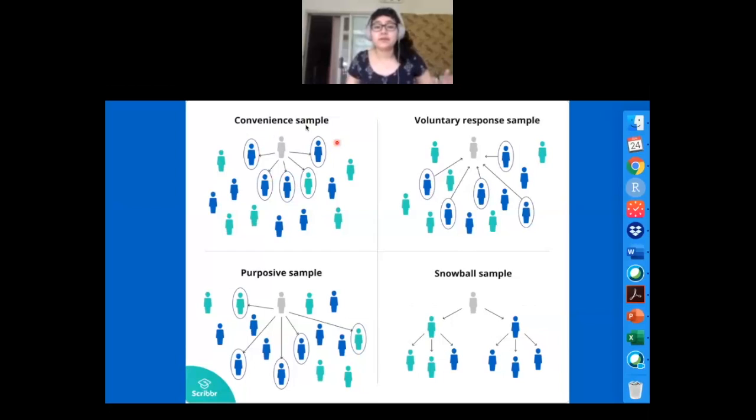And then we've talked about this before, but I thought the visual was nice. So convenience sample is when you go to a particular event and you just try to recruit people who are near you for your study. A voluntary response sample would be like if you put your survey on the internet and see who went to take it.